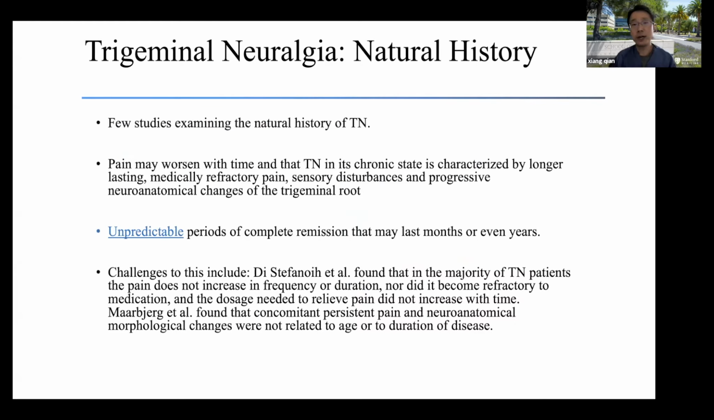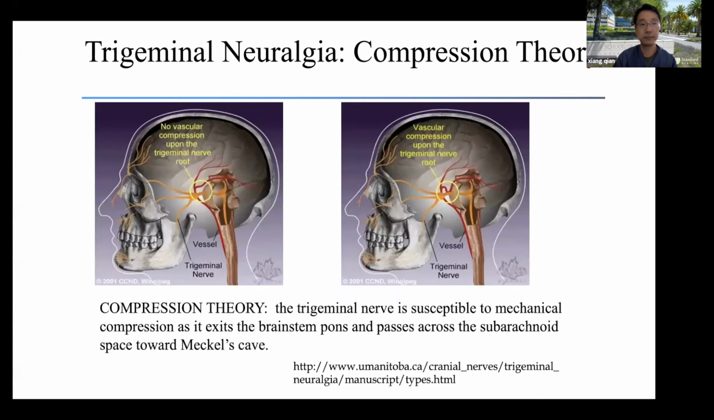So some patients will ask, okay, Dr. Chen, I have this trigeminal neuralgia. Will it ever get better? The answer is, I don't know. There are really very few studies examining the natural history of trigeminal neuralgia. It may get worse, it may get better. Sometimes it will just go into complete remission that will last months or years. It's really unpredictable, and this makes the clinical treatment plan really challenging sometimes. Sometimes it just goes away by itself, but for the majority of patients, it will not.